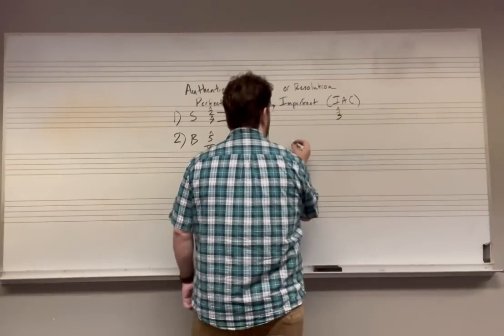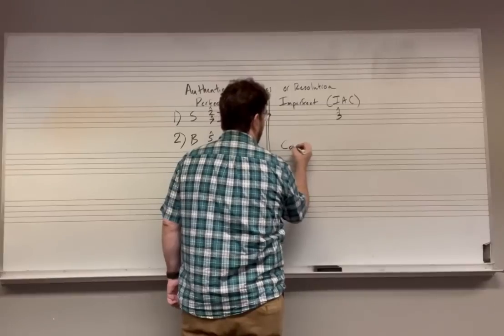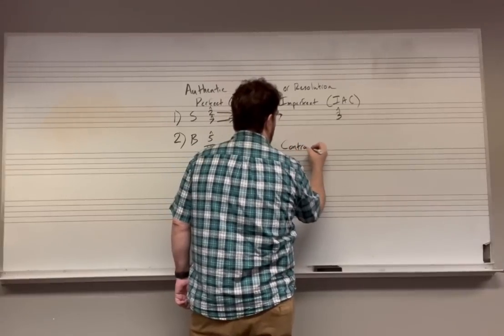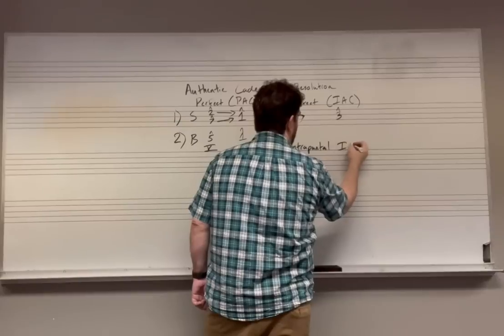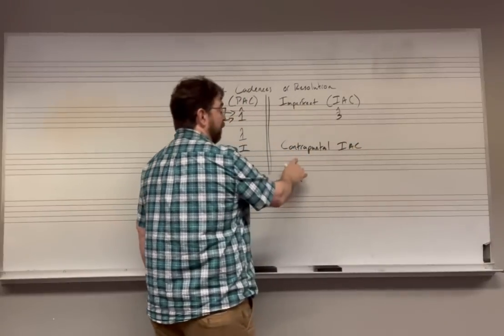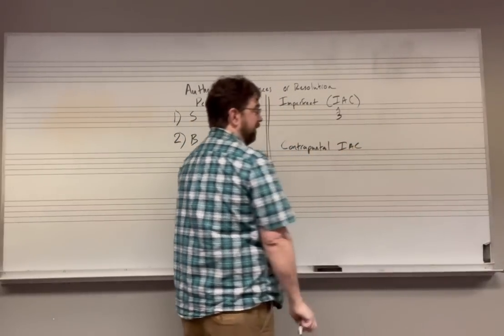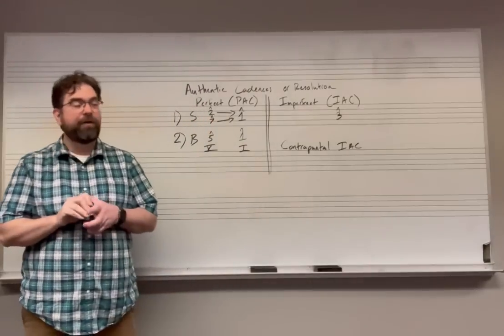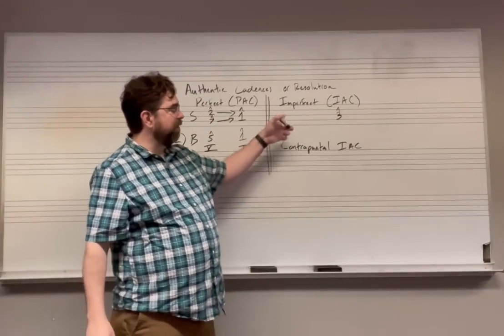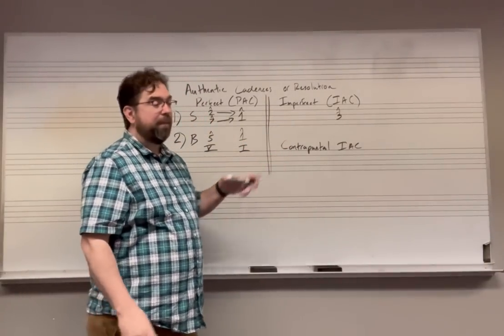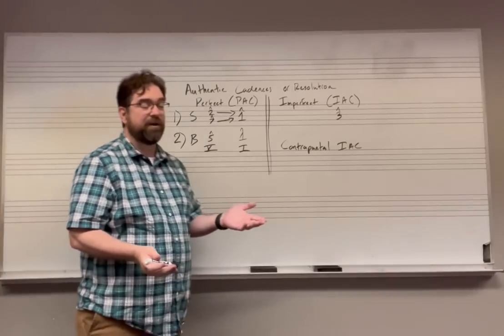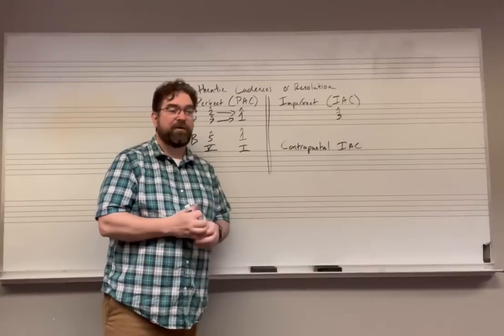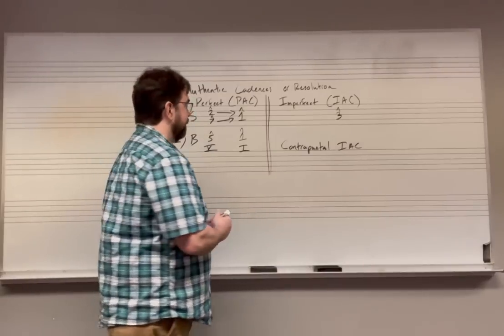So there is one other type of imperfect authentic cadence, and that one is the contrapuntal cadence. So I'm going to abbreviate it IAC, but we would call this contrapuntal imperfect authentic cadence. Not all theorists will differentiate between an imperfect and a contrapuntal one, but there are some benefits to actually identifying the contrapuntal imperfect authentic cadence as a contrapuntal imperfect authentic cadence.